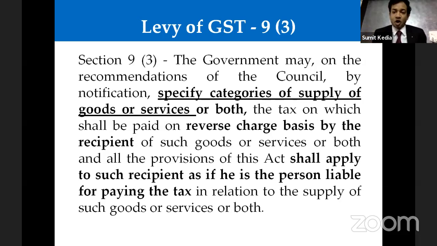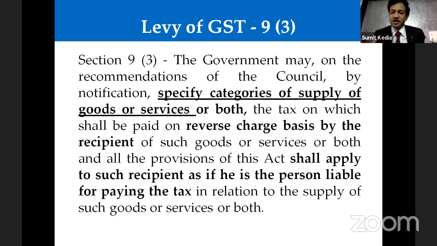I read, the government may, on the recommendation by the council, by notification, specify categories of supply of goods or service or both, the tax on which shall be paid on the reverse charge basis. And the provisions of the act shall apply to such recipient as if he is the person liable for paying tax. So this section says specified categories.